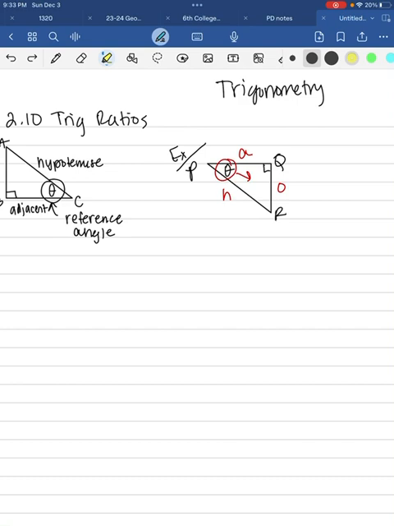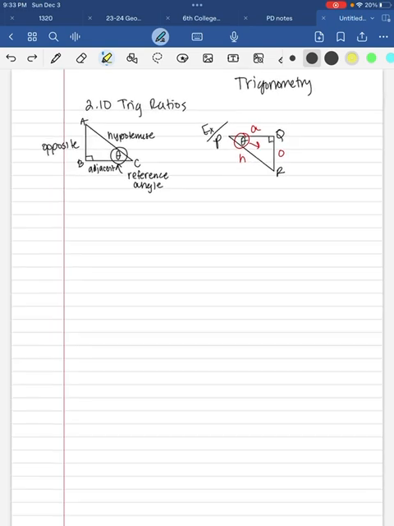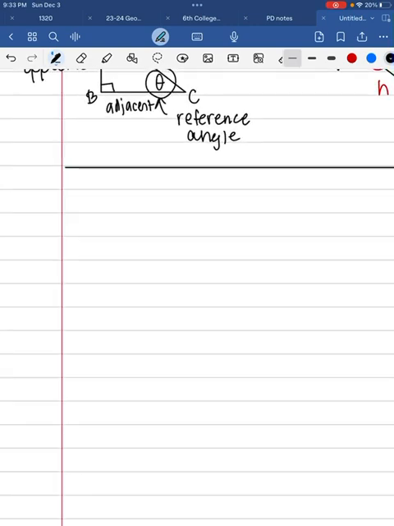Okay, great. So now let me introduce the ratios to you. We have three ratios, and they are sine, cosine, and tangent. You may have learned about these already a little bit last year. Sine, cosine, tangent. So go ahead and write those down.